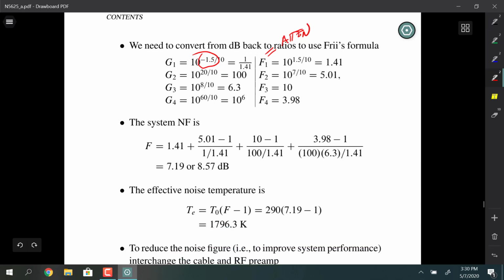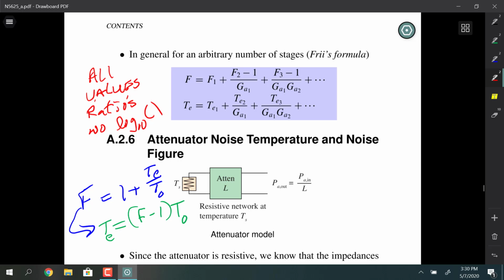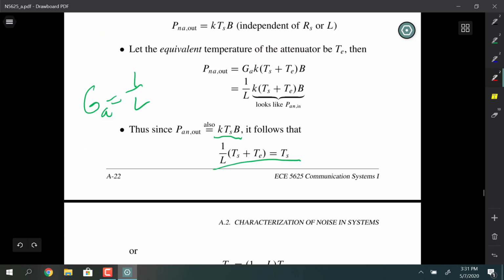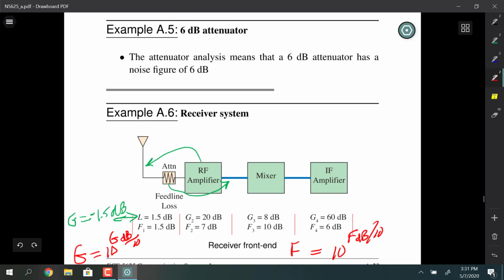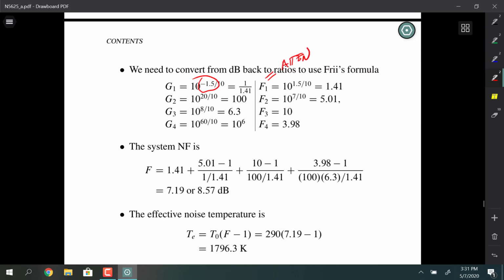Once we have that done, then we can use Friis's formula in the noise figure form. So you have to go back to the equation just to remind yourself of how it works. The very first entry is all by itself, and that's the noise figure of the very first stage. And in this case, because we're dealing with an attenuator at the very beginning, we're going to get a number of 1.41 at the very beginning.